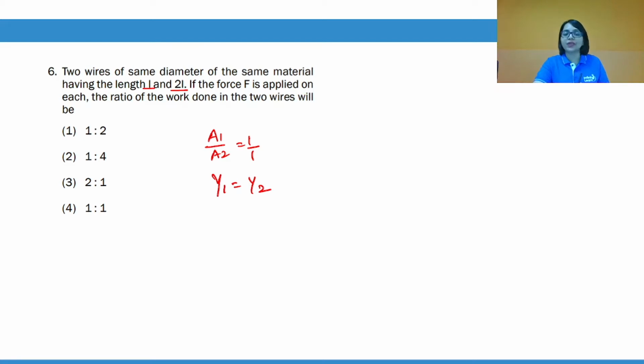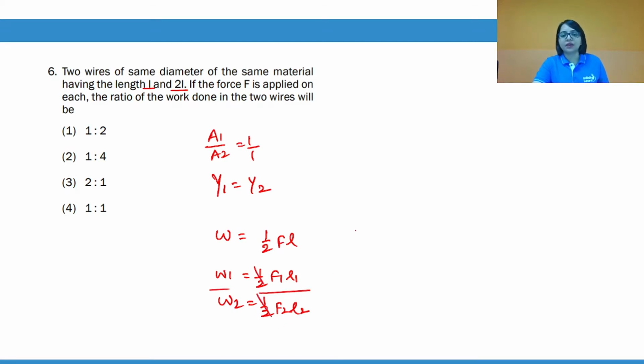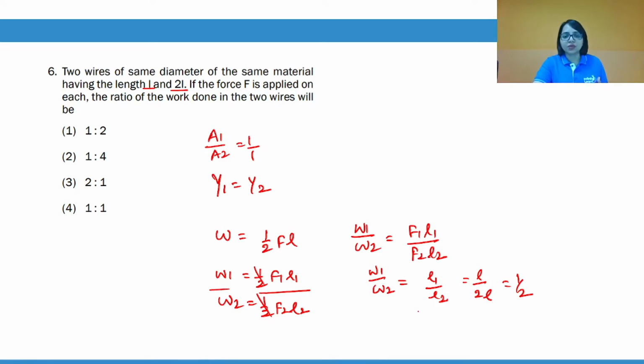If the force F is applied on each wire, then the ratio of work done in the two wires will be? We need to find the ratio of work done. So work done is given by half F into L, right? So W1 will be half F1 L1 and W2 is half F2 L2. If you take the ratio, it will be W1 upon W2 is equals to F1 L1 upon F2 L2. F1 is equal to F2 because we are applying the same force. Then W1 upon W2 will be the ratio of L1 upon L2, and that is equals to L upon 2L, which is 1 by 2. So the ratio of work done will be 1:2, which is option 1.